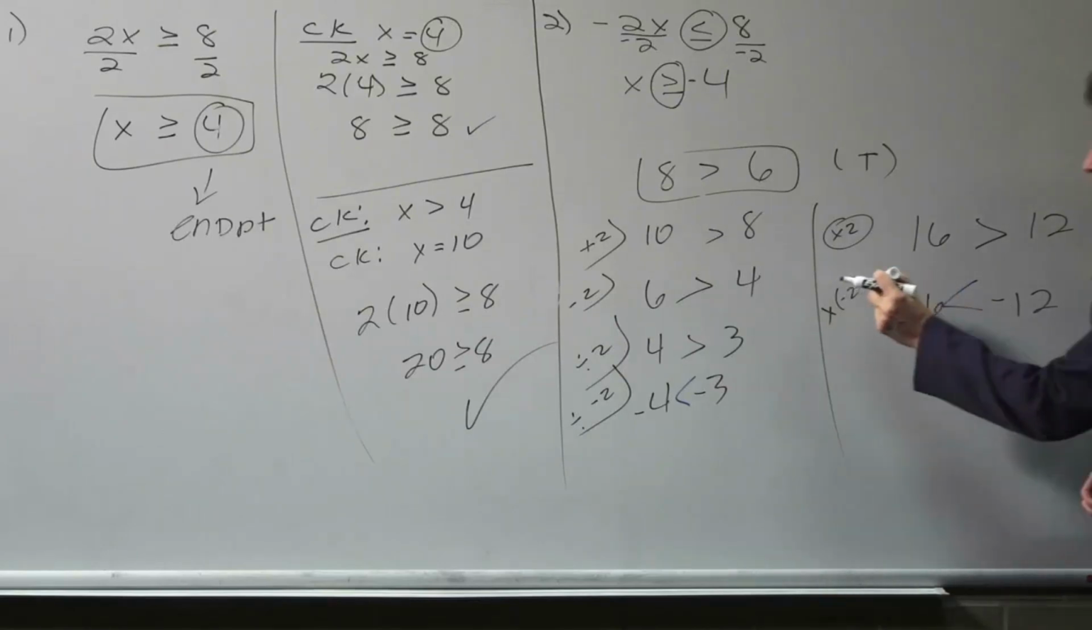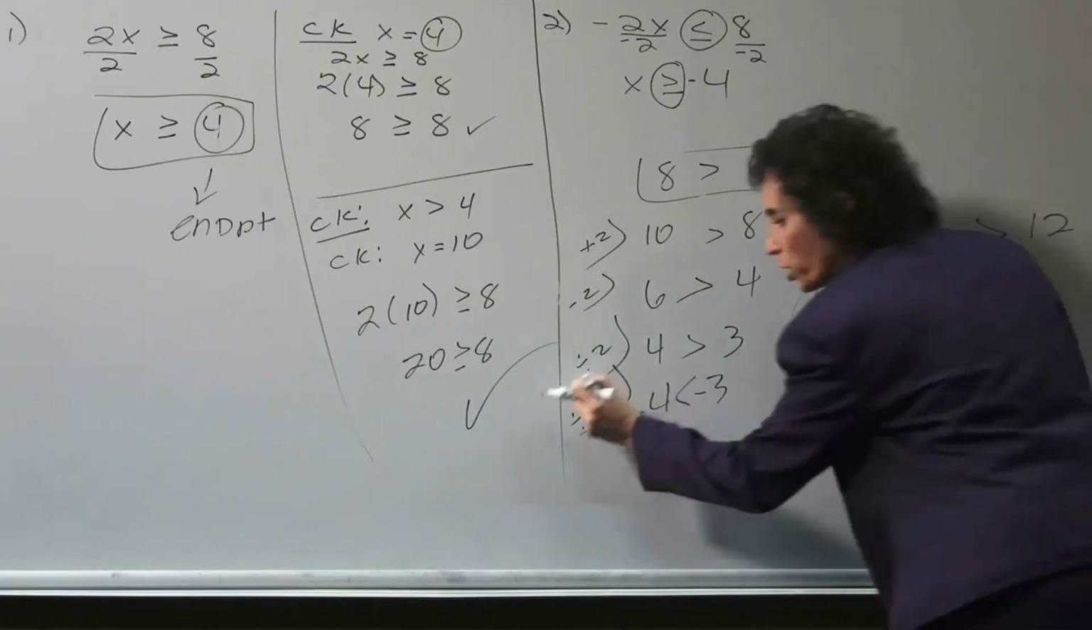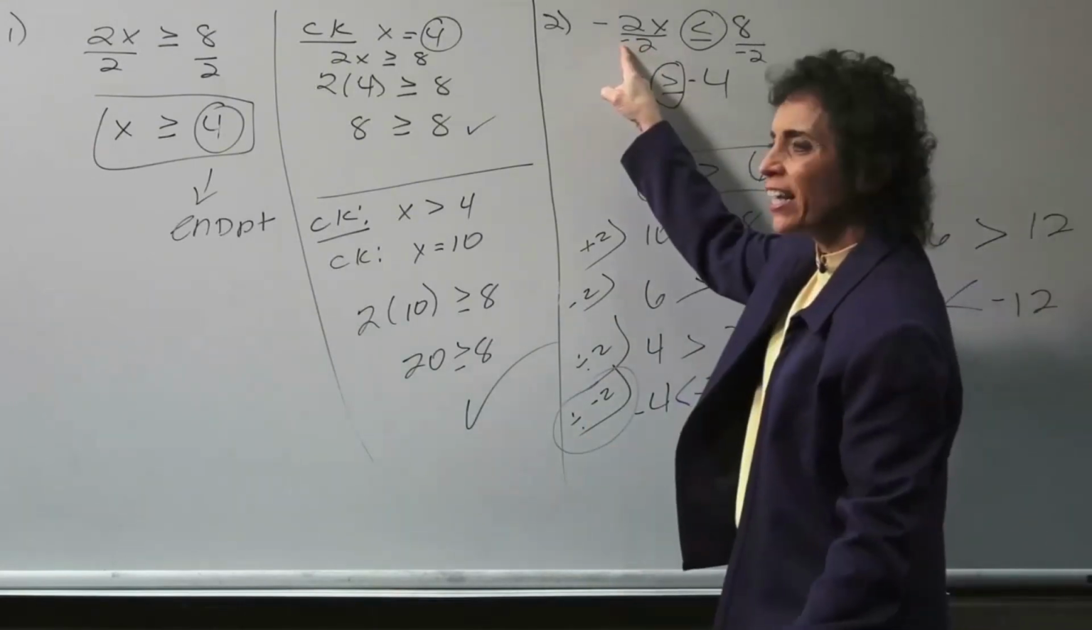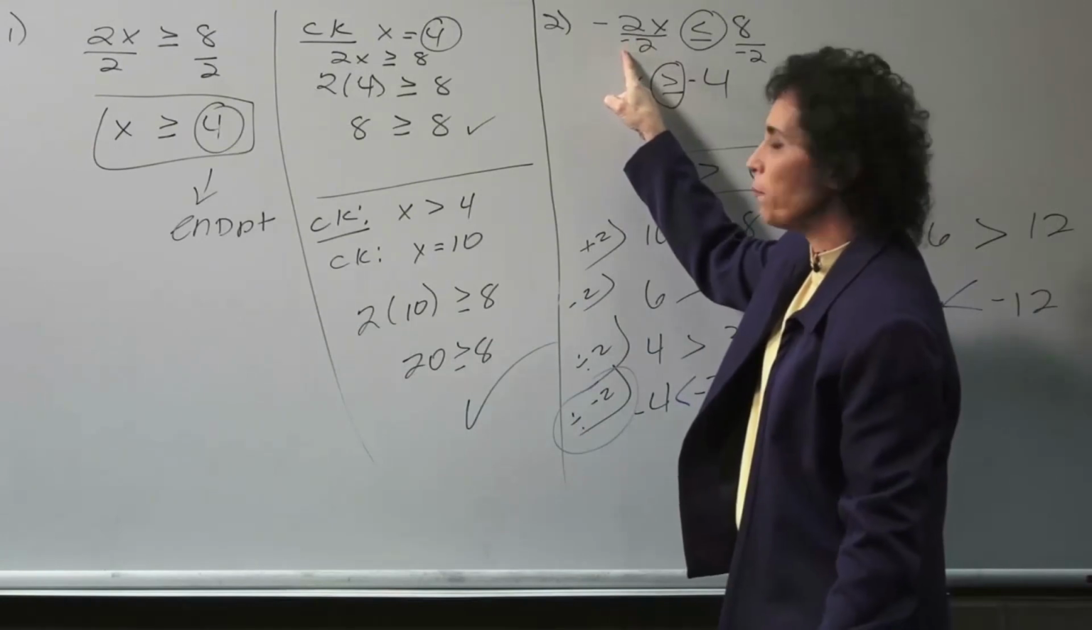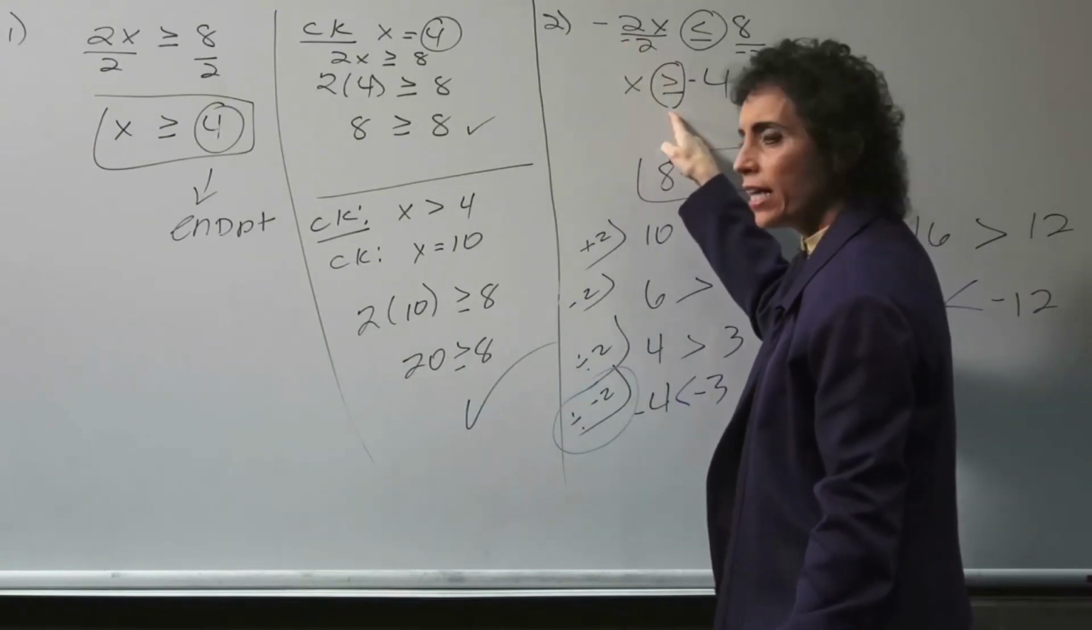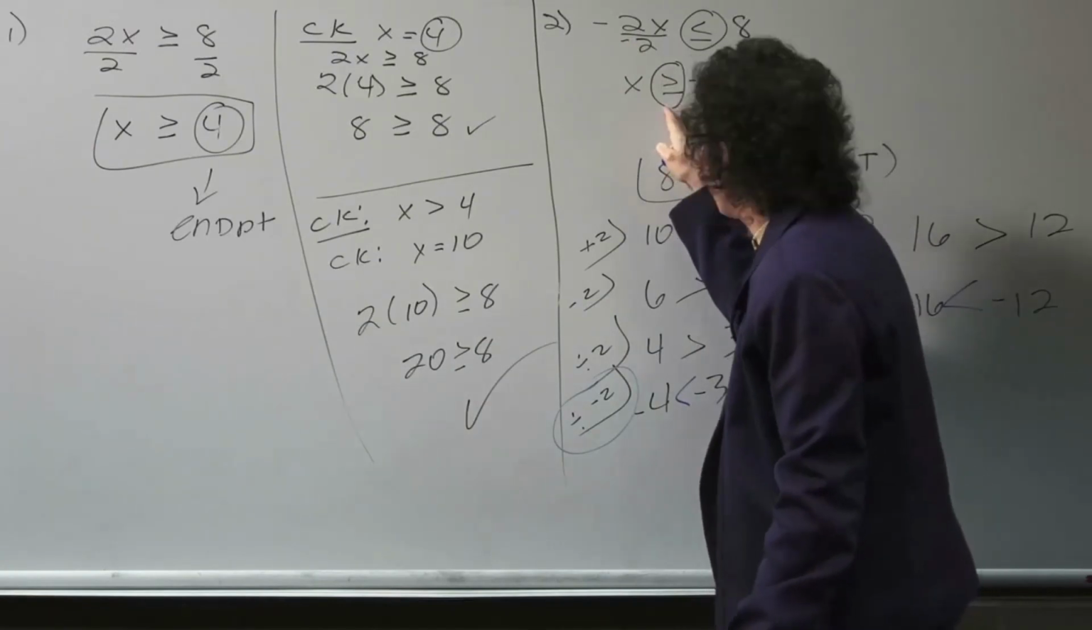So here's what I now know. Whenever I multiply or divide by a negative, I have to flip the symbol. So here, because I divided by a negative, I divided by this negative 2, I must flip this symbol. That's why the answer here is x is greater than or equal to negative 4.